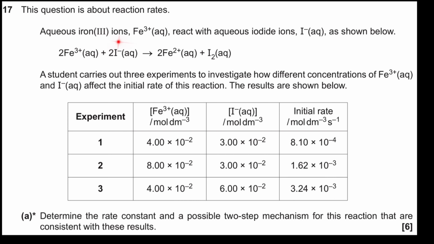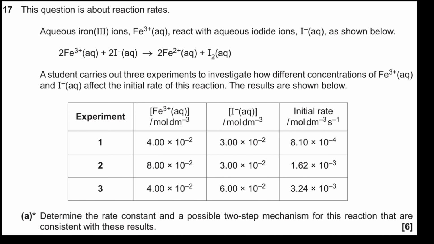Aqueous iron 3 ions, Fe3+ aqueous, react with aqueous iodide ions, I- aqueous, as shown below. A student carries out 3 experiments to investigate how different concentrations of Fe3+ aqueous and I- aqueous affect the initial rate of this reaction. These results are shown below. A. Determine the rate constant and a possible 2 step mechanism for this reaction that are consistent with these results.